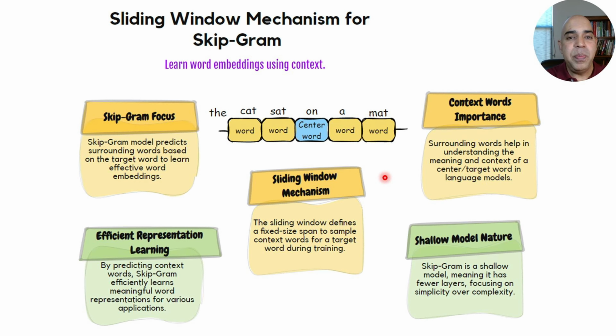One may have deeper layers if the primary purpose is something different than embedding generation. Let's discuss an example. Let's say that the text we have is "the cat sat on the mat," and the sliding window size is 3.